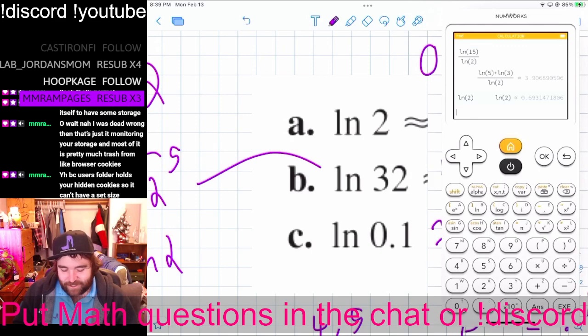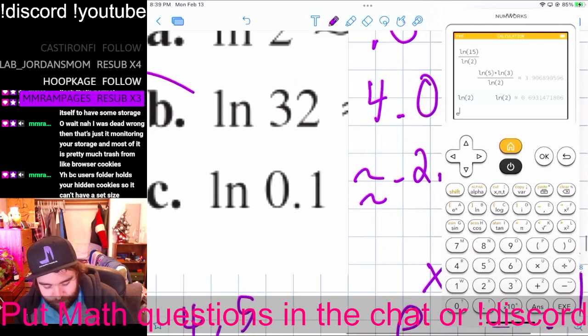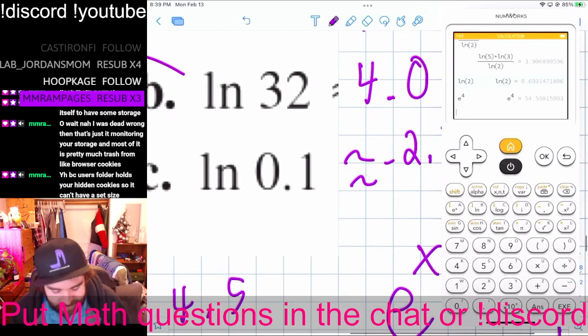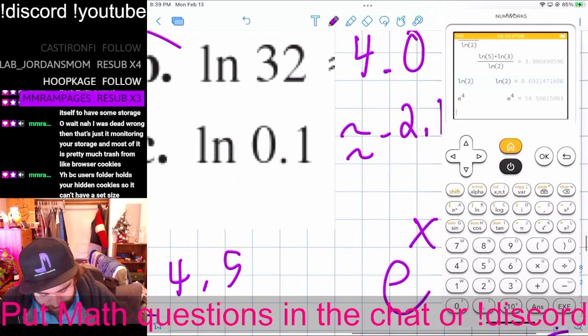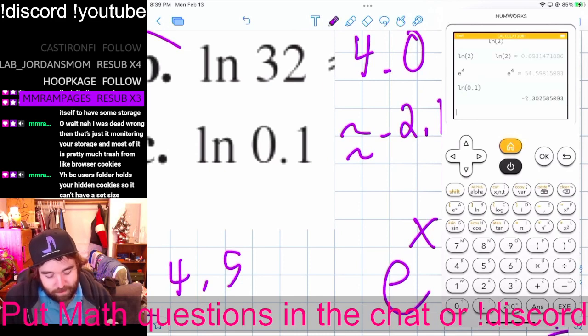2.7. Ooh. I was comfortable saying that e to the 4th was 32. E to the 4th is 54. Ooh, that's tough. That's tough. All right, how about this? I was really happy with this negative 2.1. ln of 0.1. Negative 2.3. I'll take that.